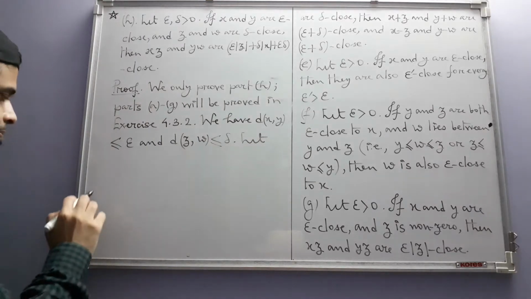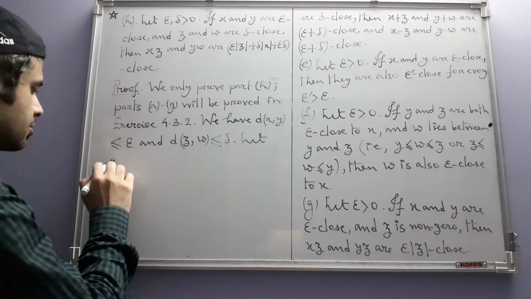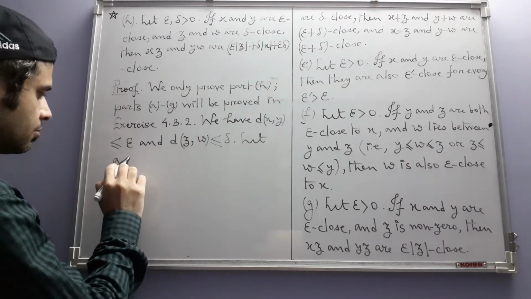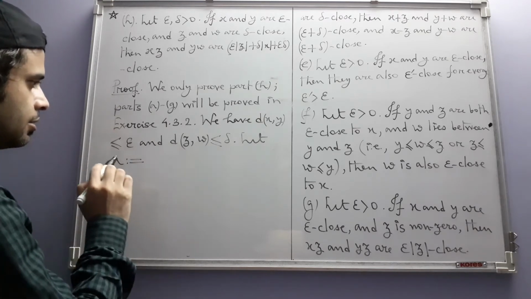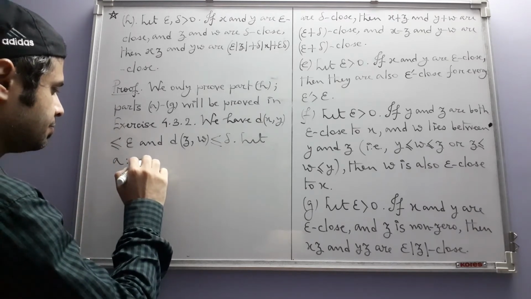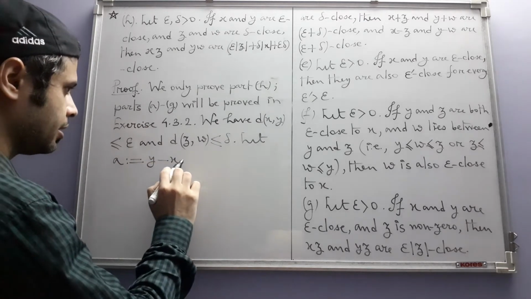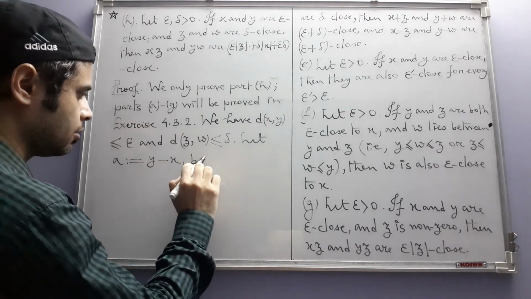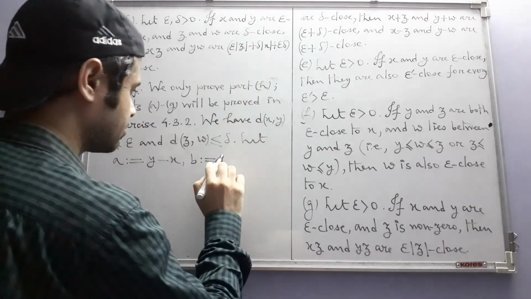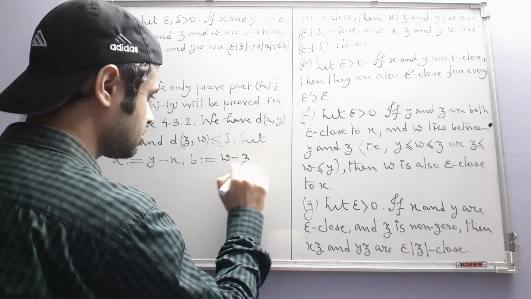Now let us consider these quantities. Let A be y minus x and let B denote w minus z.